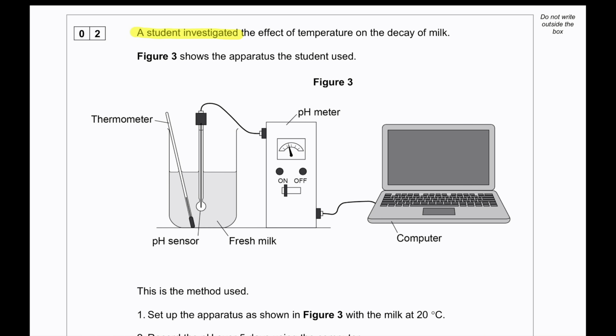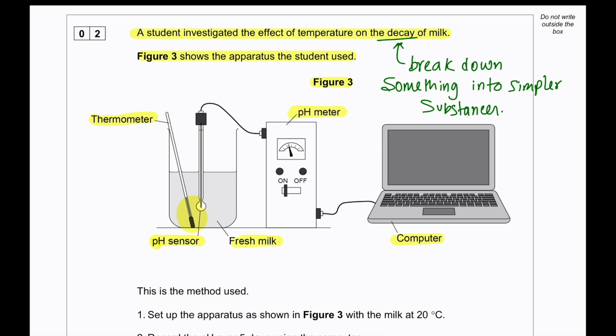A student investigated the effect of temperature on the decay of milk. Figure 3 shows the apparatus the student used. We can see figure 3. It consists of a pH meter, fresh milk with a pH sensor dipped in it, a thermometer to measure the temperature of the milk, and a computer which is used as a data logger. This experiment is looking at the decay of milk. In biological terms, decay means to break something down into simpler substances.